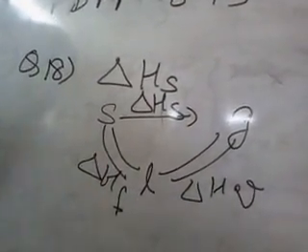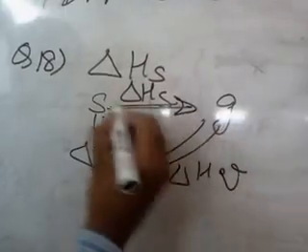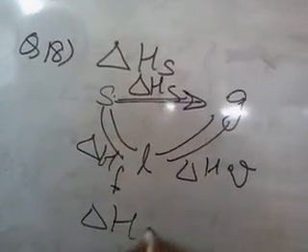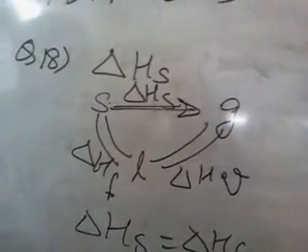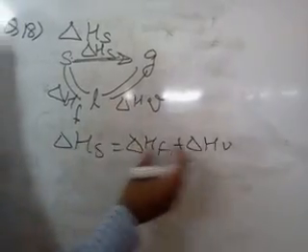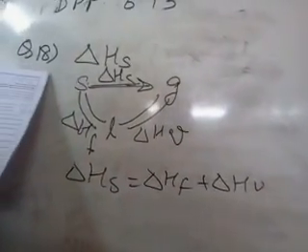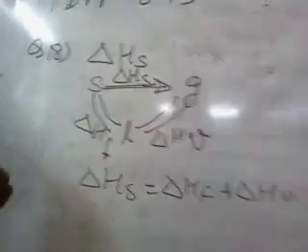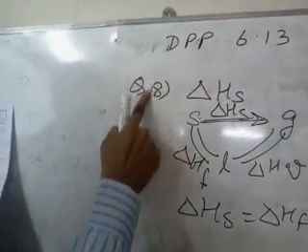Now, from Hess's law of constant heat summation, the energy change in this particular reaction will be equal to the sum of the energy changes in the other two reactions. So delta H of sublimation will be equal to delta H of fusion plus delta H of vaporization. The option A follows. Sorry, it is question number 8 rather than 18.